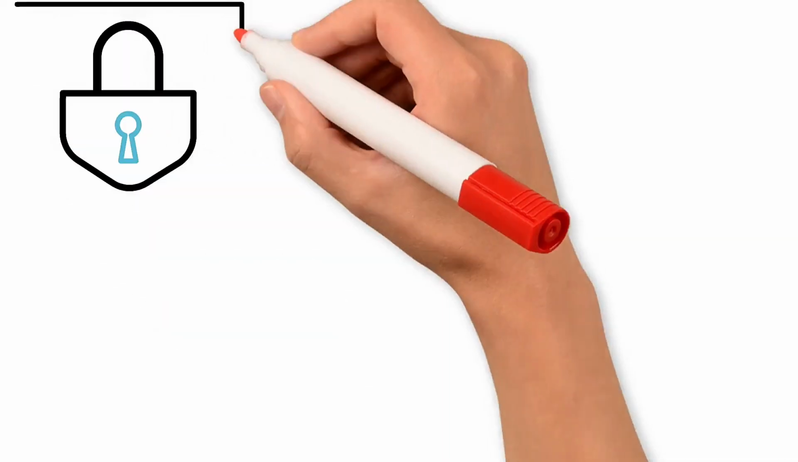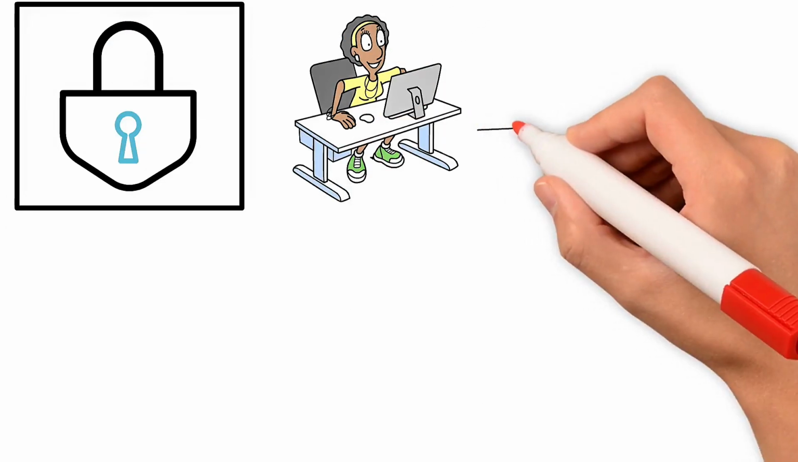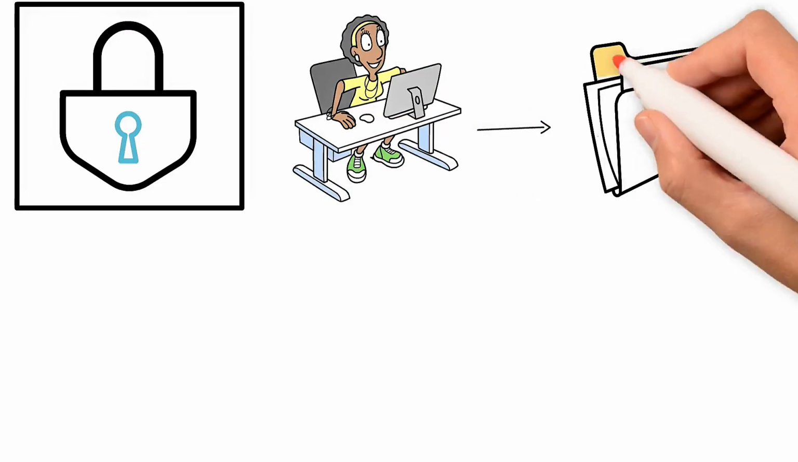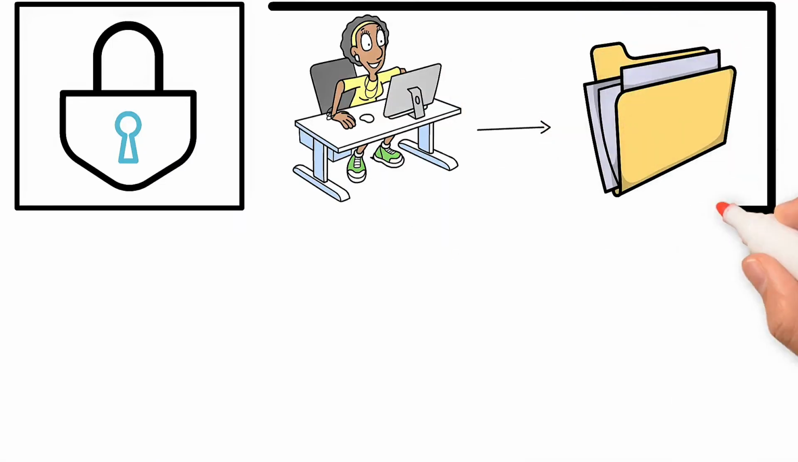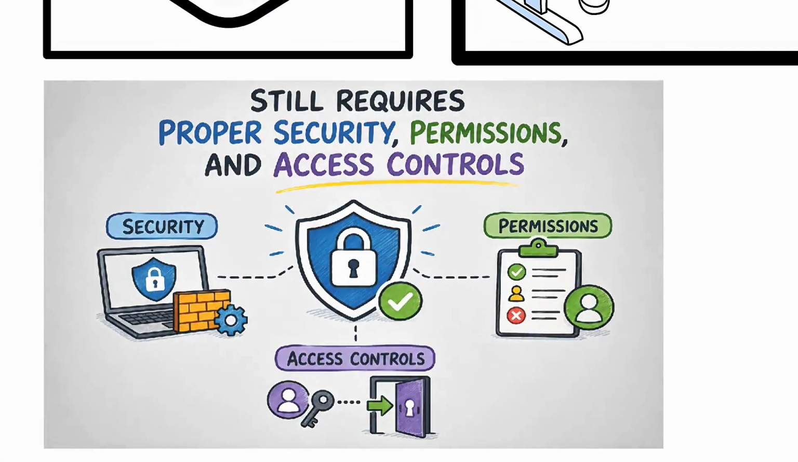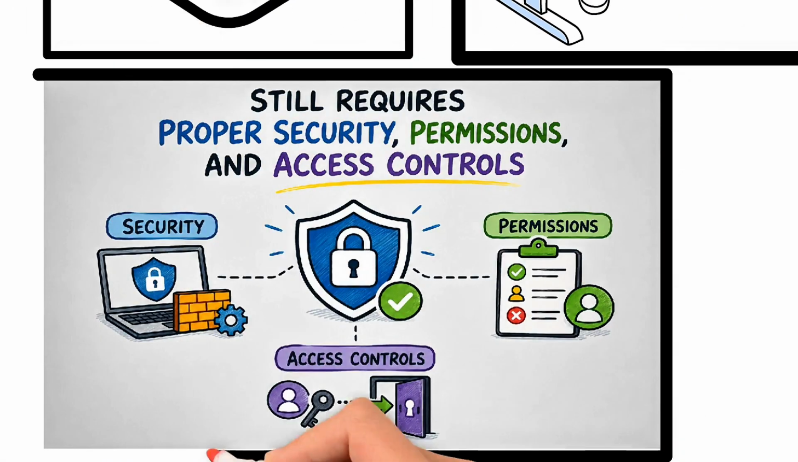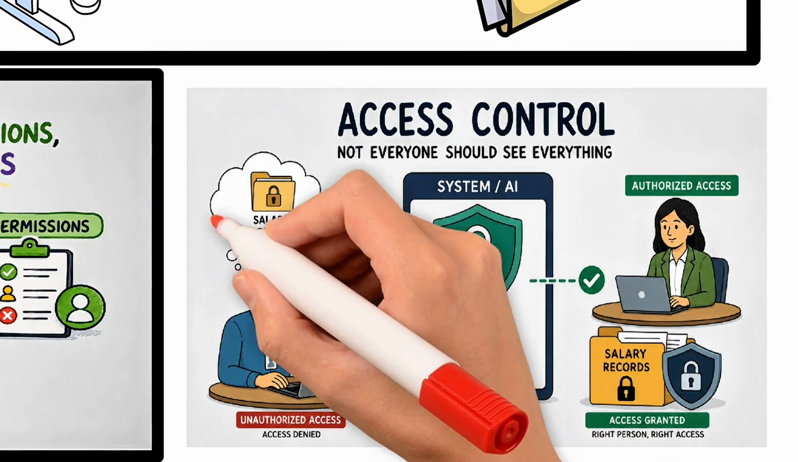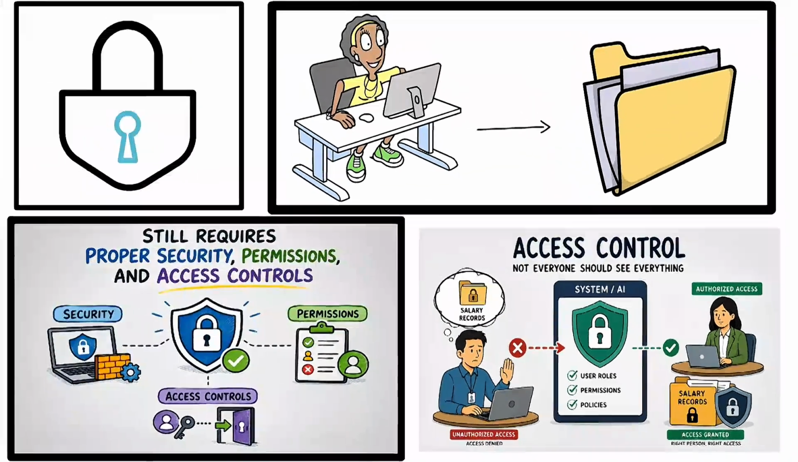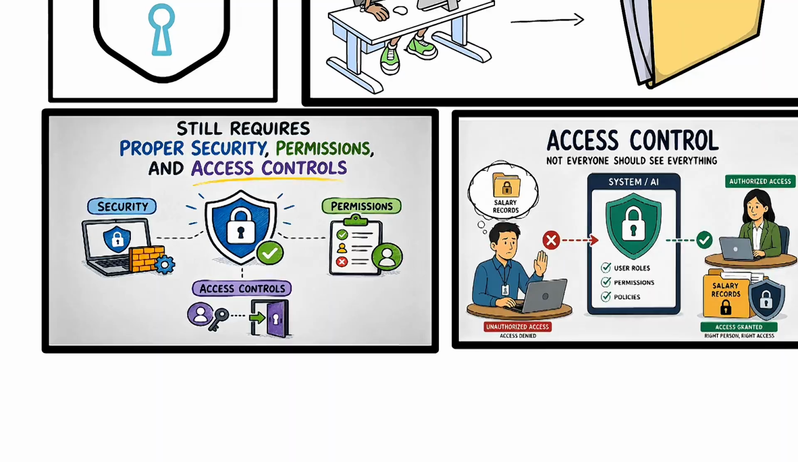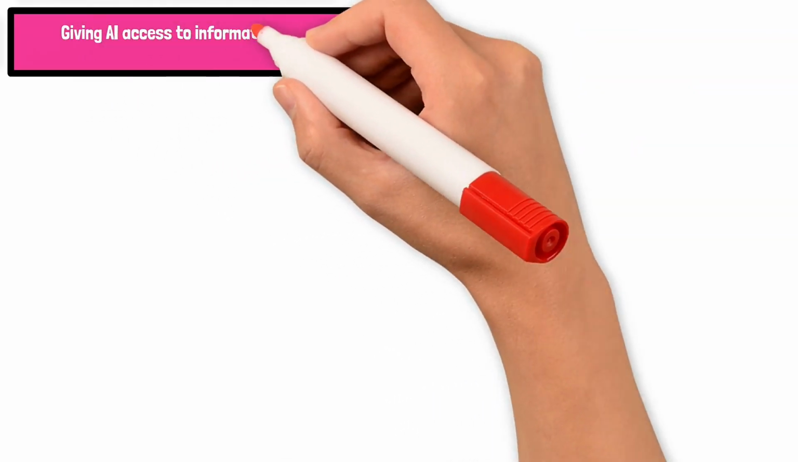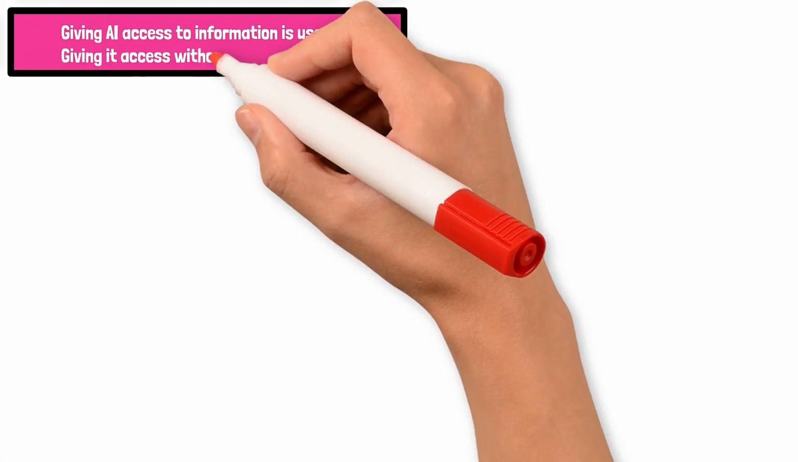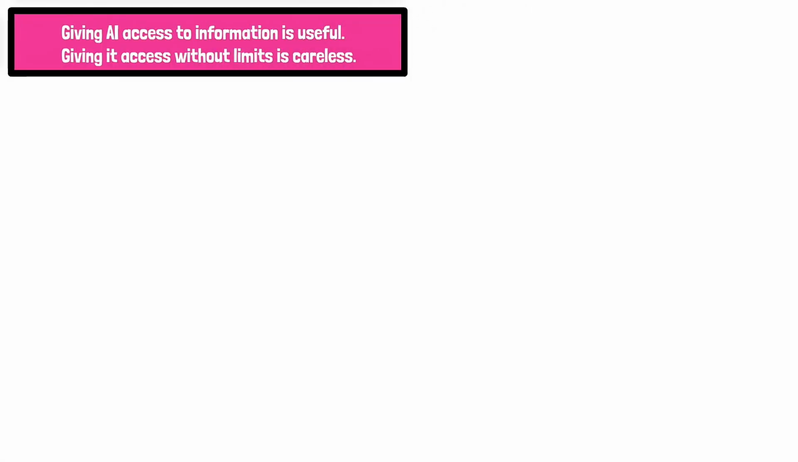Another important point is privacy. A business can connect an AI system to approved internal documents without publishing those documents openly. But this still requires proper security, permissions, and access controls. An employee should not be able to retrieve confidential salary records just because the system has access to them. Giving AI access to information is useful. Giving it access without limits is careless.